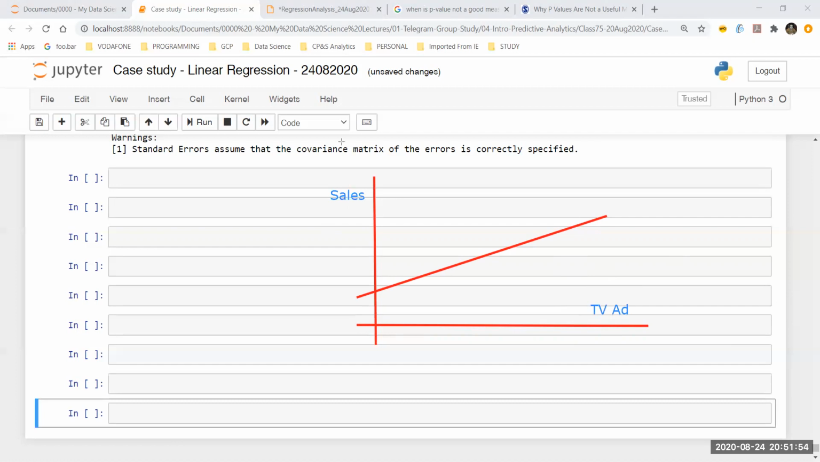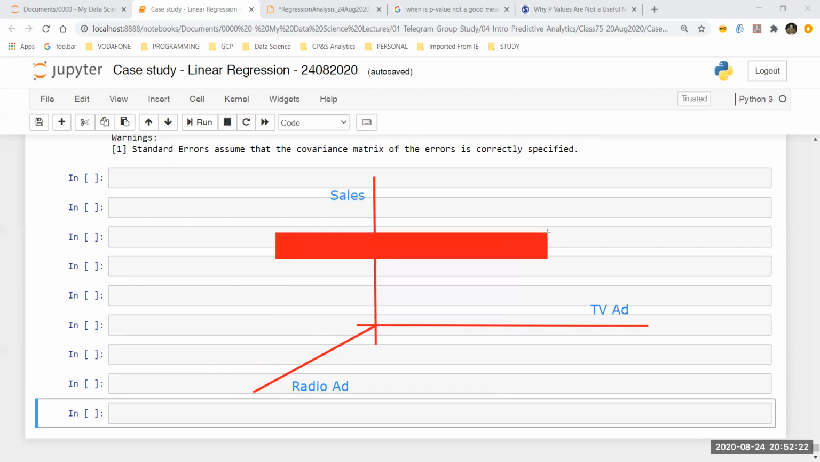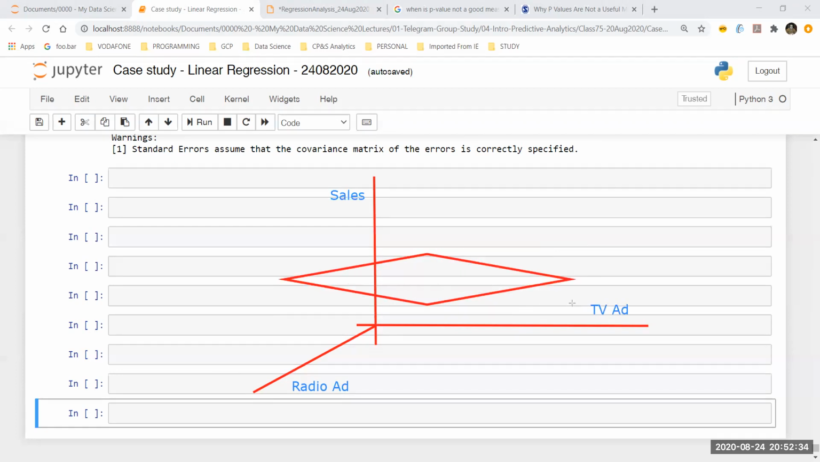Now, when we are joining multiple variables, let's say this is my second x, and my second x is radio. In this case my second x was radio ad. So what essentially is happening is I'm creating a plane. Sorry, this is not giving me the right diagram. Maybe this one will. Yeah, so I'm essentially creating a plane which is something like this. So this is a 3D plane.